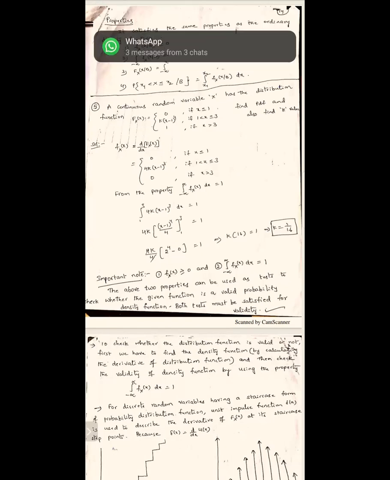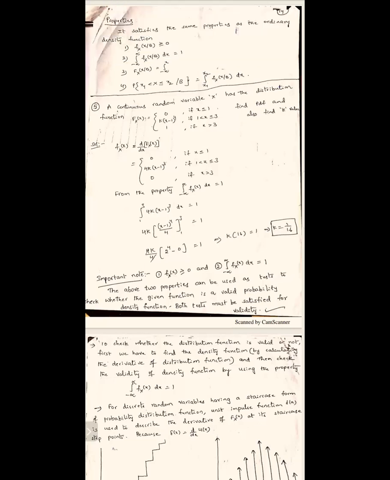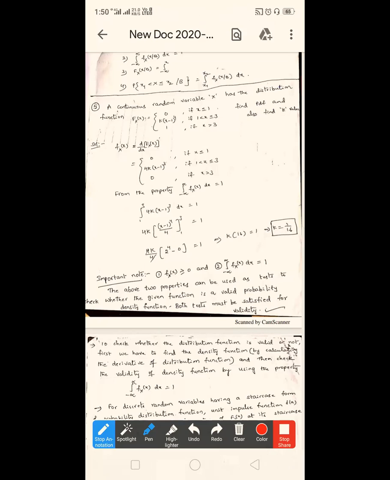A continuous random variable capital X has the distribution function capital Fx of x equal to 0 if small x is less than or equal to 1. Next, k into (x minus 1) whole power 4 if 1 is less than small x less than or equal to 3. The function value is 1 if small x is greater than 3. So this is the given data. This is the given distribution function. Here the distribution function is given for you.